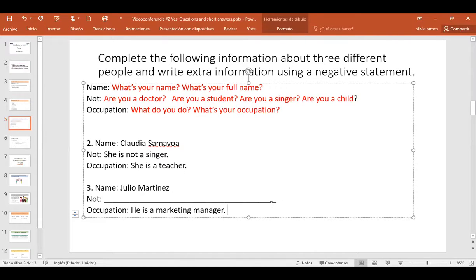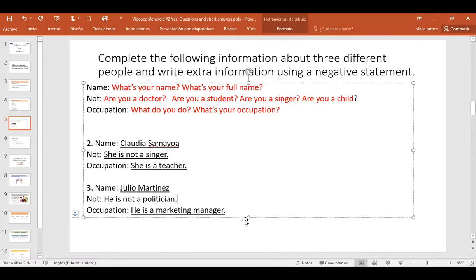Aquí le hice tres preguntas. Puede coger la respuesta de una para no escribirlas todas. Right? He is not a politician. He is a marketing manager. Okay? ¿Se entiende qué es lo que vamos a preguntar en cada uno de ellos? What is a politician? A politician is like all the people in the country that are in the government. Todos los que están en el gobierno, los políticos. Politician. Político, politician. Okay?